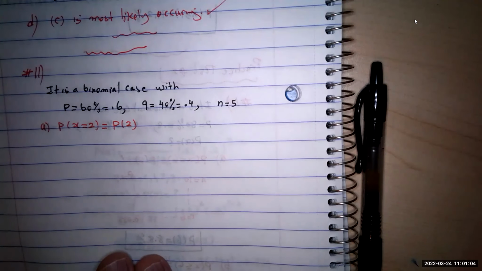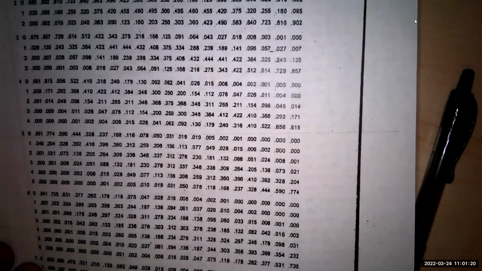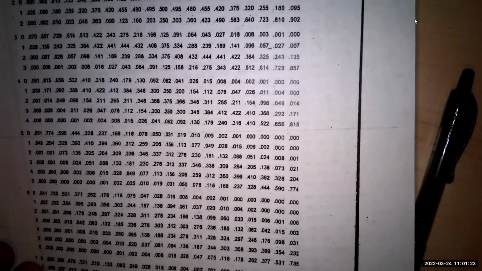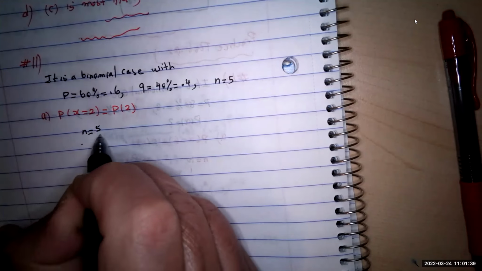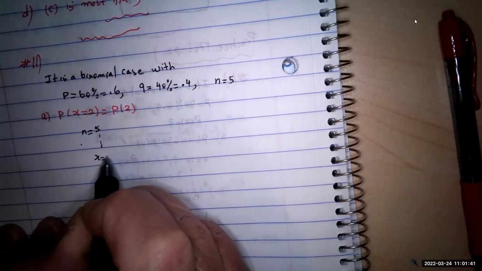So again, you go back to your table for n equal to 5. Okay, so we have n equal to 5. Let me write it down for you. What you are looking for is this. n is equal to 5. We go back and we get x is equal to 2.